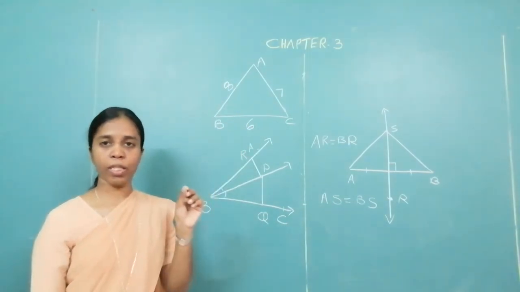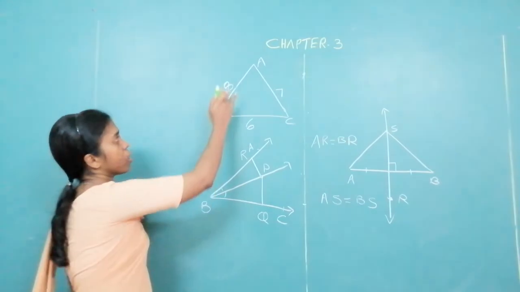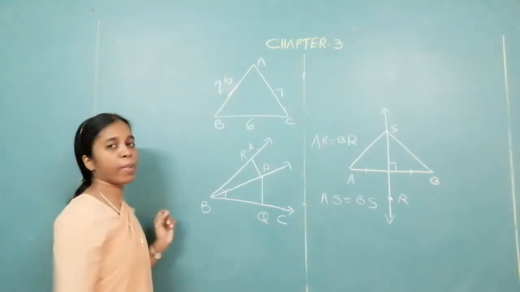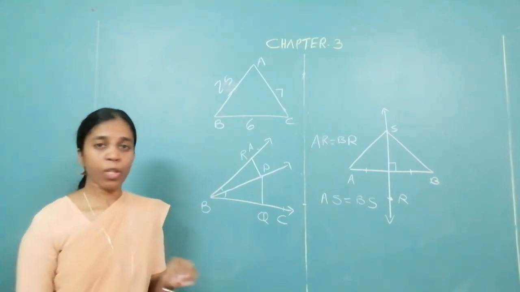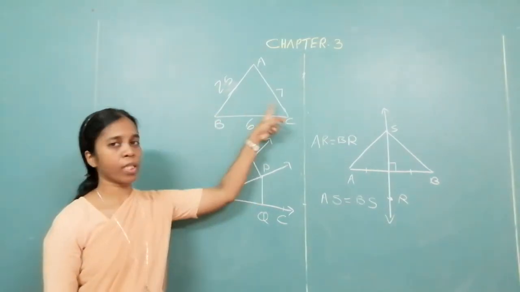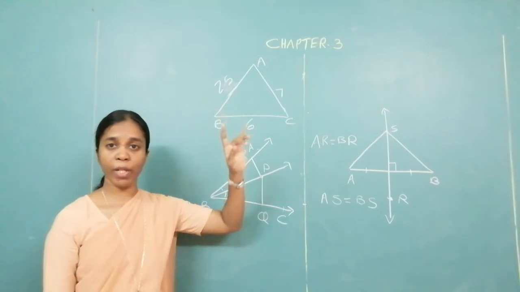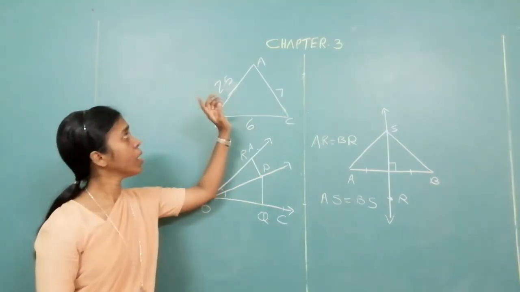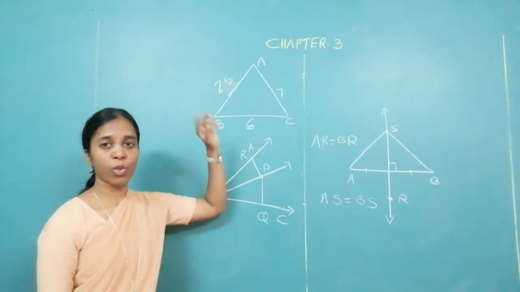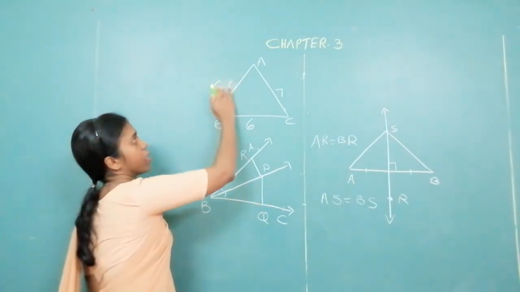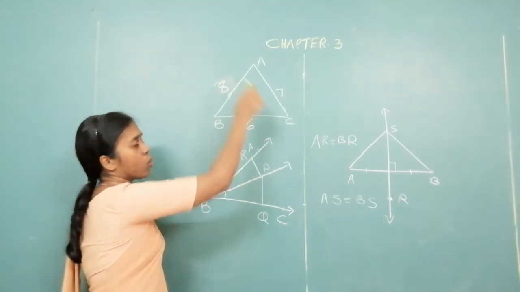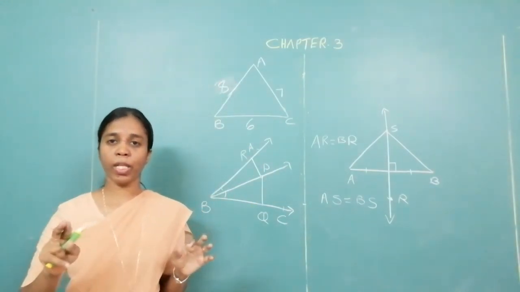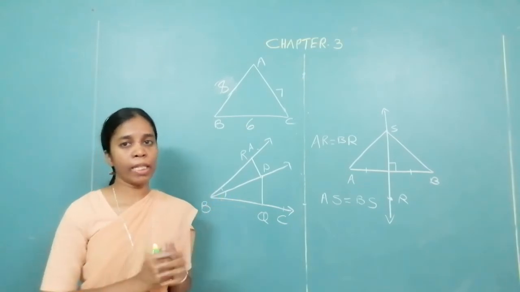Then only you can say that, suppose AB is equal to 25. Can you construct a triangle with the measures 6, 7 and 25? You cannot. Why? Add 6 plus 7, 13. Is 13 greater than 25? No. So you cannot construct it. It is smaller than this. So whenever we are given the lengths of the sides of a triangle, add any two sides and check whether it is greater than the third one.